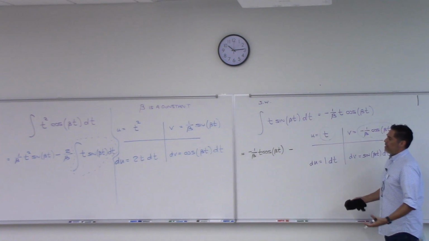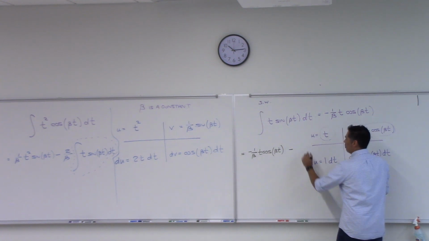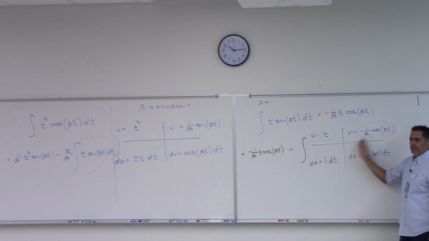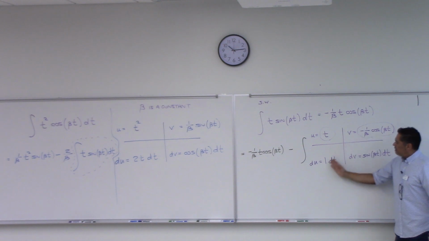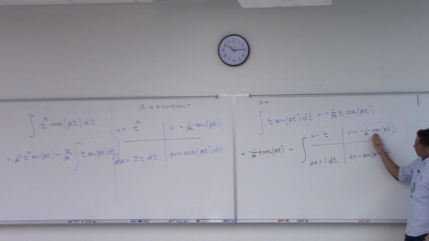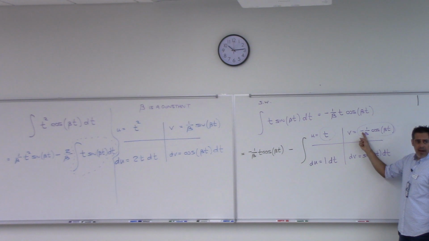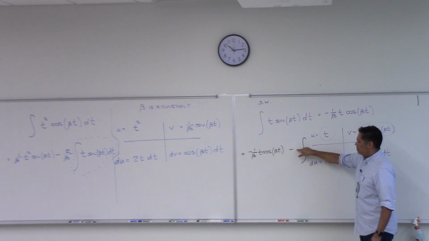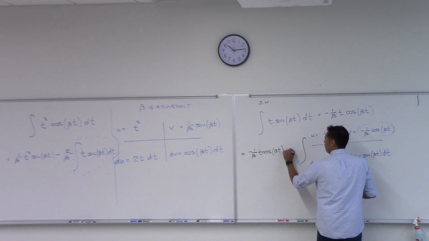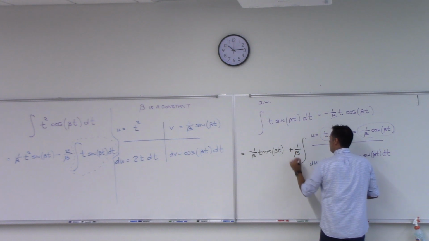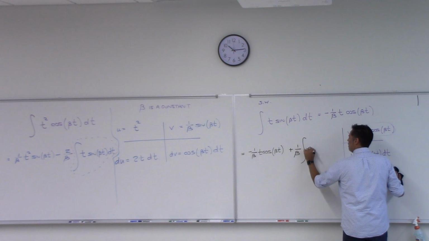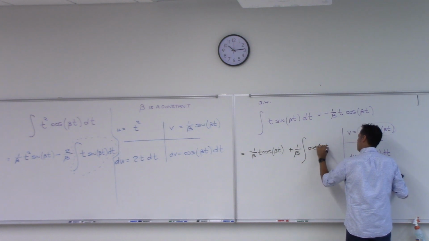I'm using uv minus vdu. So uv minus integral, space in front, vdu. vdu are these two, aren't they, multiplied. Any constants I can pull out? Negative 1 over beta can come out. And when it comes out, right here, negative 1 over beta, what happens? It turns into a plus. Plus 1 over beta. And then inside I have cosine beta t dt.